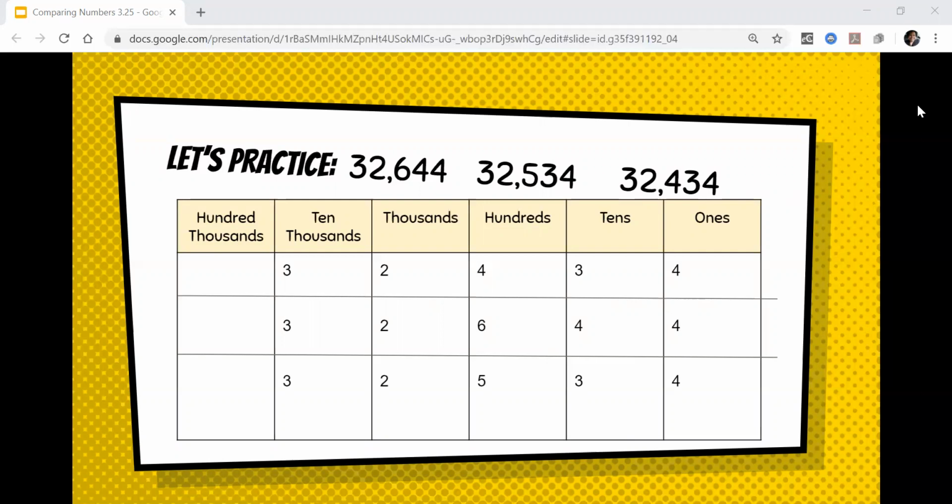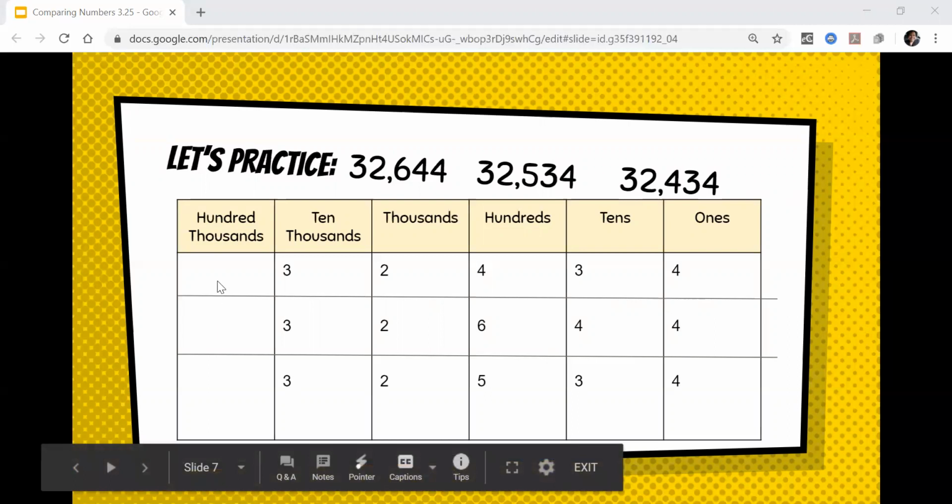So I'm going to go over to the hundreds. I go over to the hundreds and I see that 32,644 has 6 more hundreds than the rest of the numbers. Therefore, it has the greatest value. And 32,434 has the smallest value of them all.